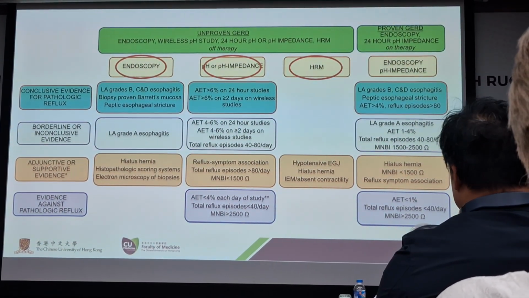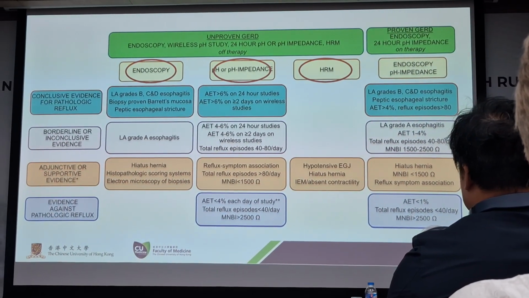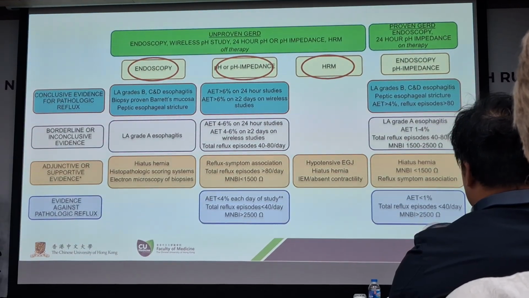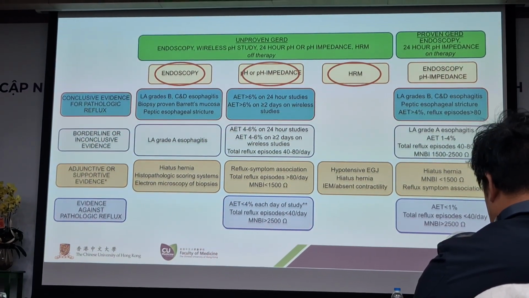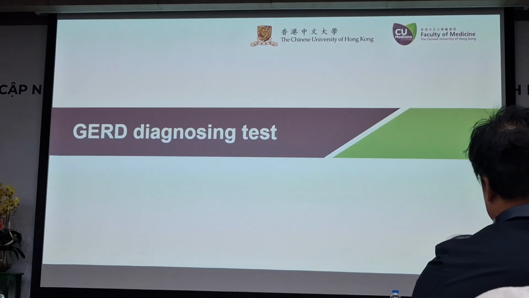And I'd like to tease out the diagram for you. In essence, despite the busy diagram, we are mainly talking about several key investigations mentioned in the Lyon consensus. One is endoscopy, which is the OGD. Second is the esophageal pH study, be it pH alone or pH impedance, and third would be some features on manometry.